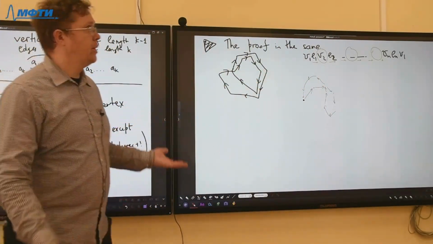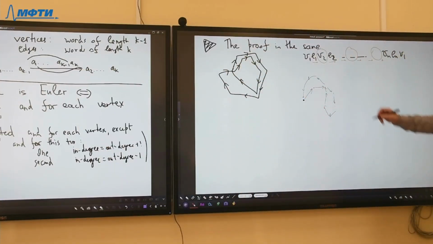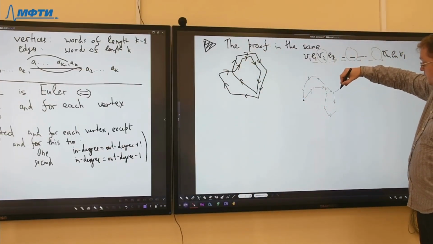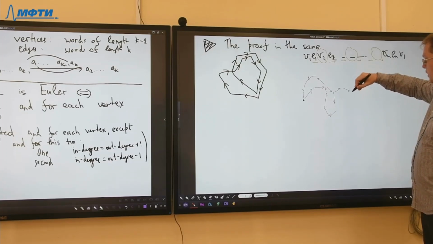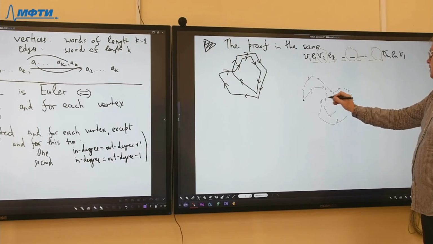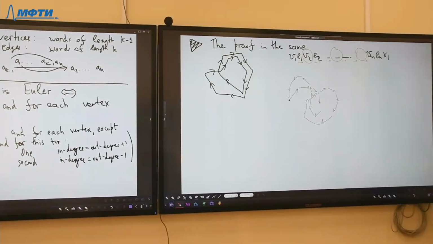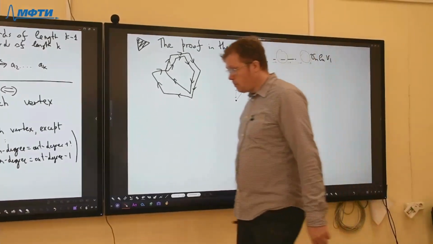And if it contains some other edges, then since the graph is connected, we can have some vertex with additional edges going out, and so we can construct a circuit that contains more edges. So we get a contradiction, and then we have a circuit containing all edges of this graph. I just said the same words, but gave you another proof of the existence of an Euler circuit here.